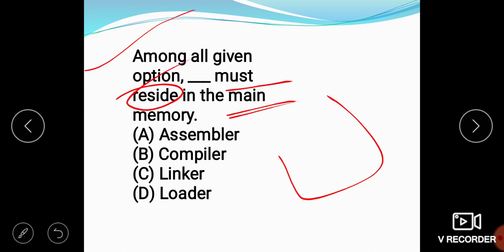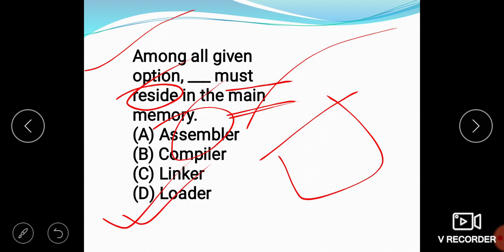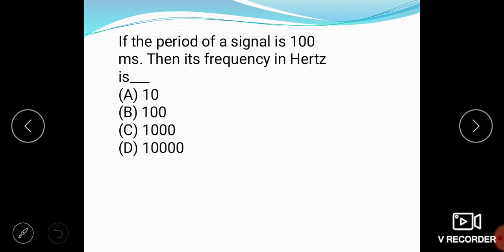Now next, which option must reside in main memory? The loader is stored in the main memory, and the assembler transforms assembly language, a low level language, into machine language; that is the work of the assembler. The compiler provides the runtime environment, and the linker links the high level code into machine code.